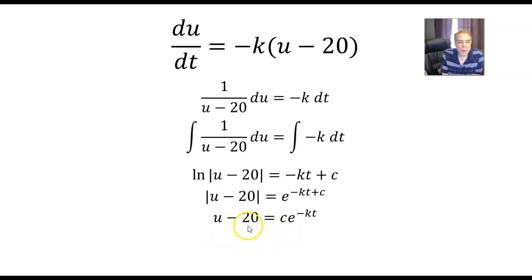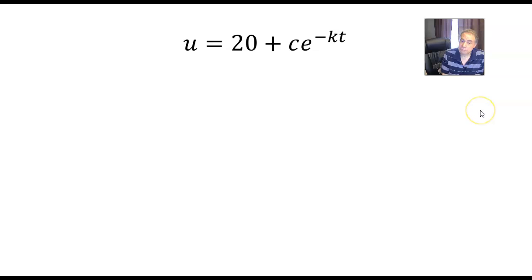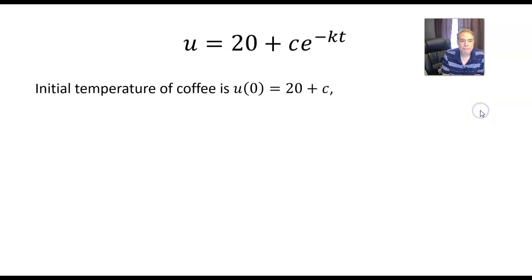So we'll just write u minus 20 equals c times e to the negative kt, add 20 to both sides, and u equals 20 plus c e to the negative kt. So there's the equation that tells how u depends on t. This is sometimes referred to as Newton's law of cooling.